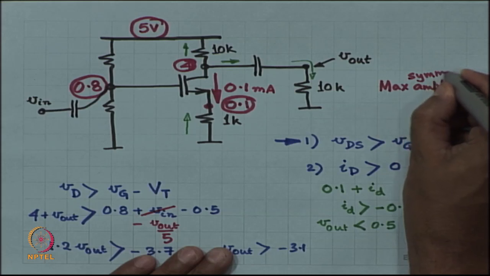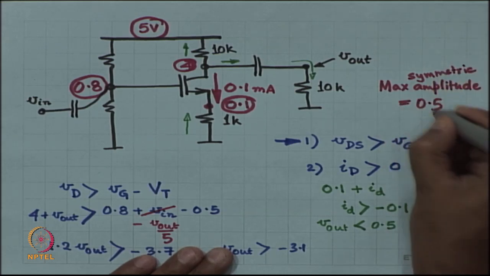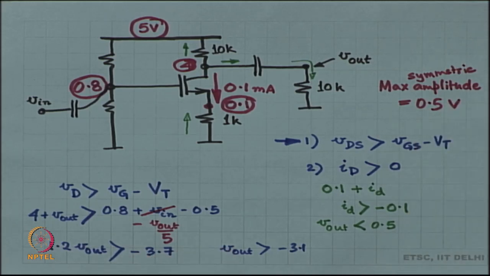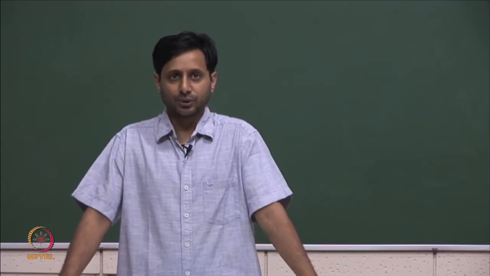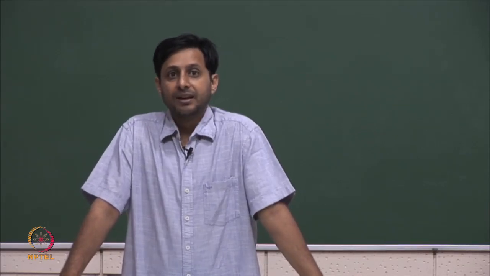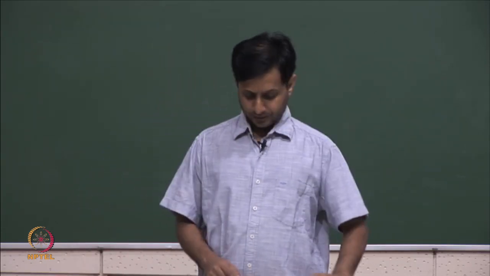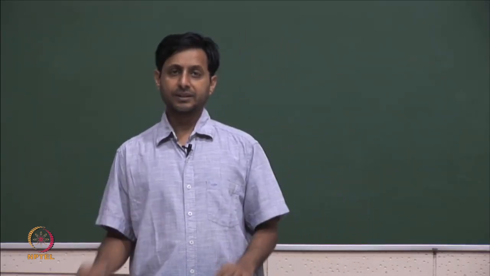So, the symmetric amplitude at V out: V out can go up and down by 0.5 volts. So, the largest sine wave that you can see at V out is 0.5 volts. You will not see a larger sine wave than that. Is this okay? All right. So, this kind of summarizes.